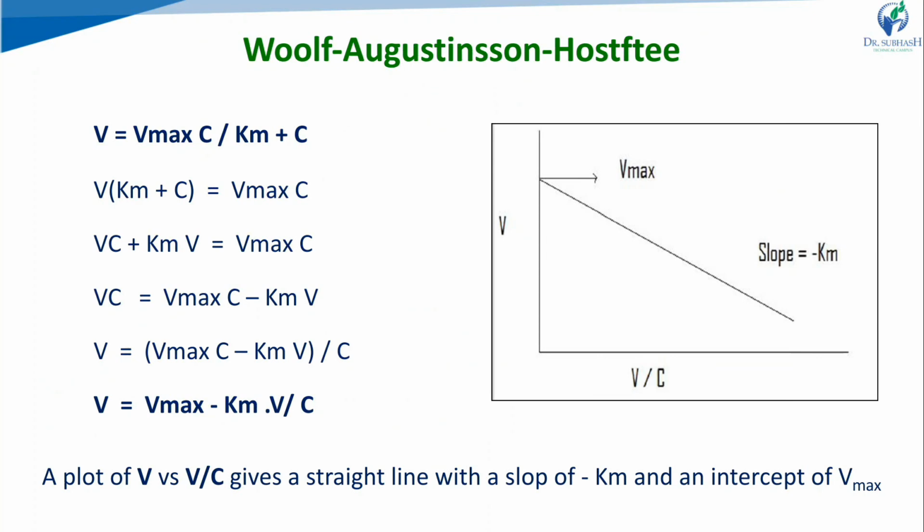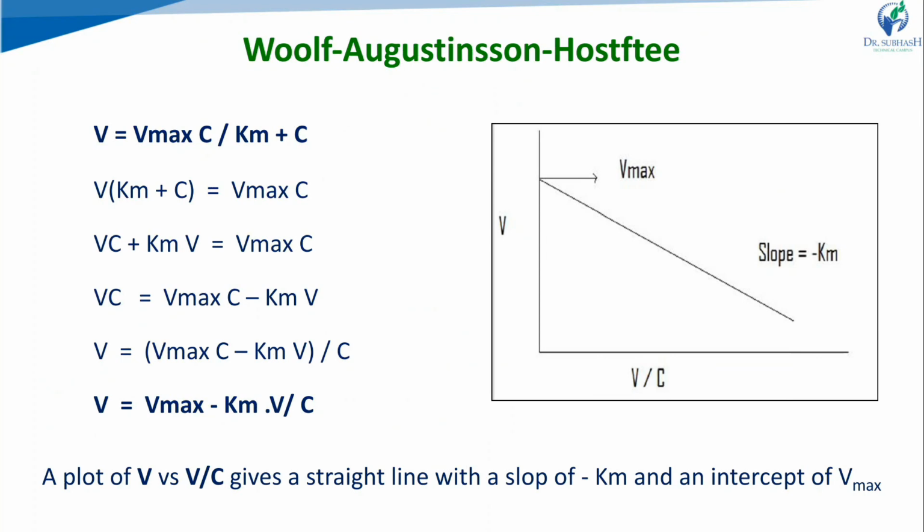So Vc becomes Vc is equal to Vmax into C minus Km into V. We have to divide it by C on both the sides. So V is equal to Vmax into C minus Km into V upon C. So we have to go for the opposite side divided by the concentration value. Then we have to remove the common thing. So lastly we have to find out the equation, that is V is equal to Vmax minus Km into V upon C.